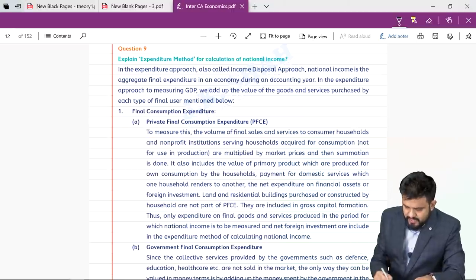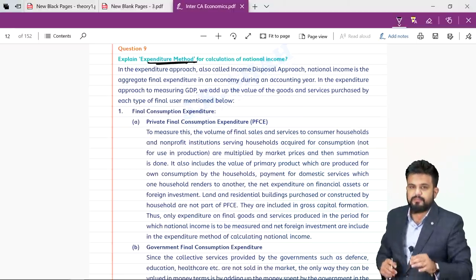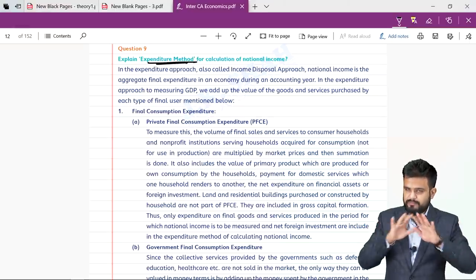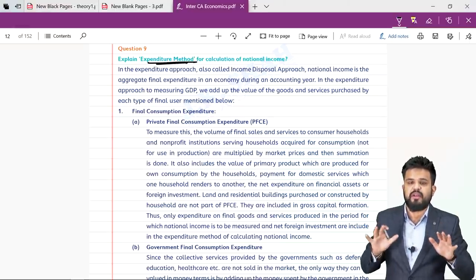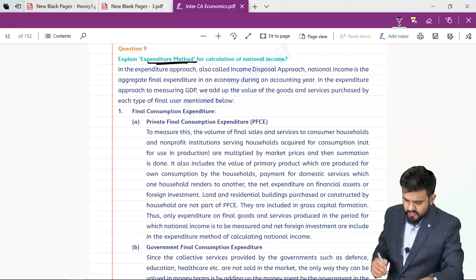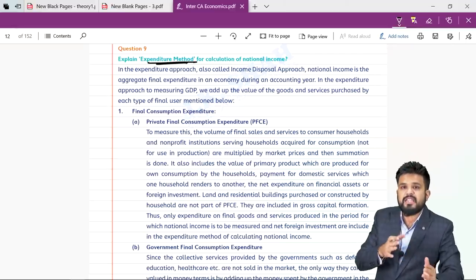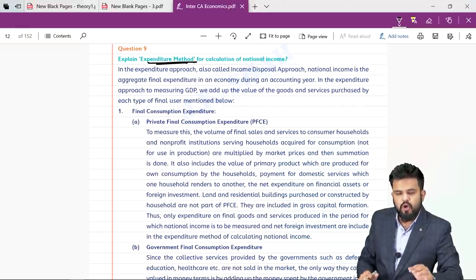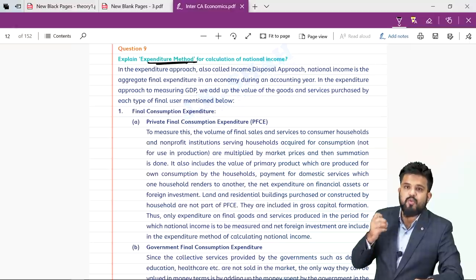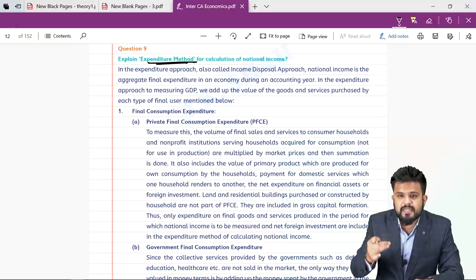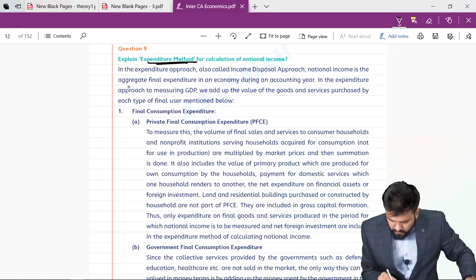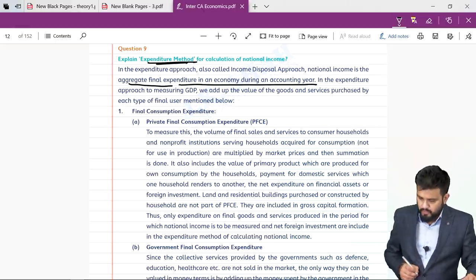Now coming to the last, that is which method? Expenditure method, also known as outlay method. India is not using this. In fact, no major country is using the expenditure method. Now students, national expenditure, national output, national income, national product, all are one and the same, because one man's expenditure is another man's income. So your national income is calculated from the expenditure side, whatever final expenditure in the economy during an accounting year.